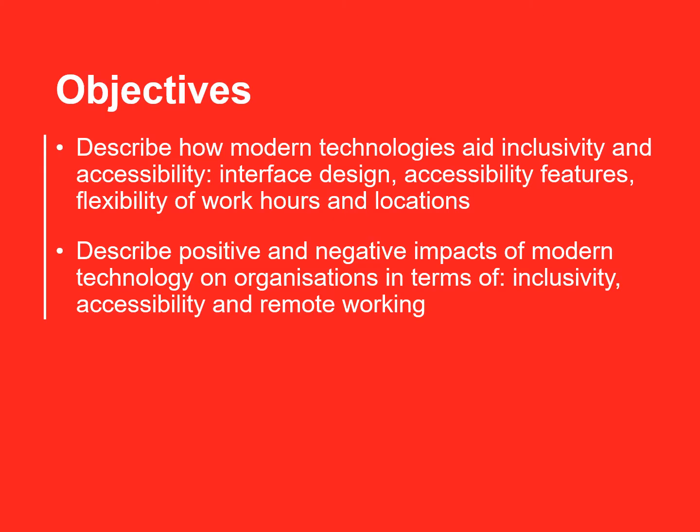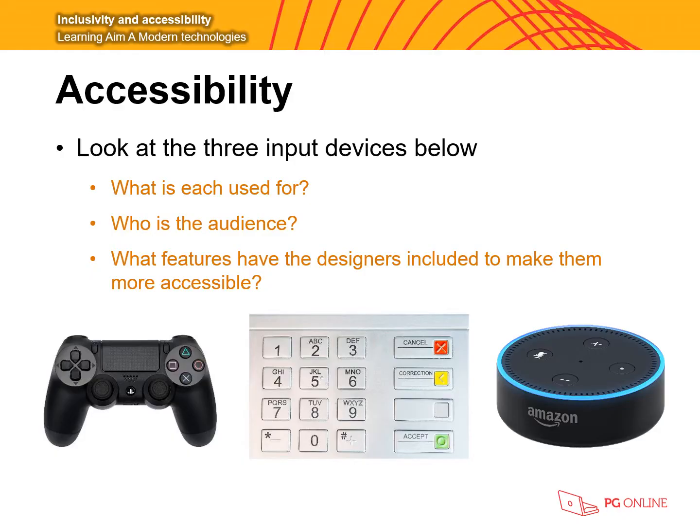The first one is we need to be able to describe how modern technologies have aided inclusivity and accessibility, and then we need to be able to describe the positive and negative impacts of modern technology on organisations in terms of inclusivity, accessibility, and finally remote working, which we looked at a little bit in the last video. So let's take a look at the accessibility content now.